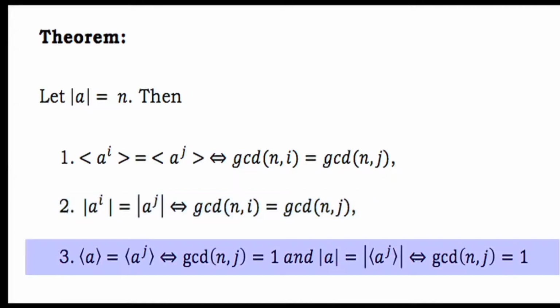Property 3, the group generated by a is equal to the group generated by a^j if and only if gcd(n, j) is equal to 1, and the order of a is equal to the order of the group generated by a^j if and only if gcd(n, j) is equal to 1. Now let us see an example that will clarify the concept of the last theorem.